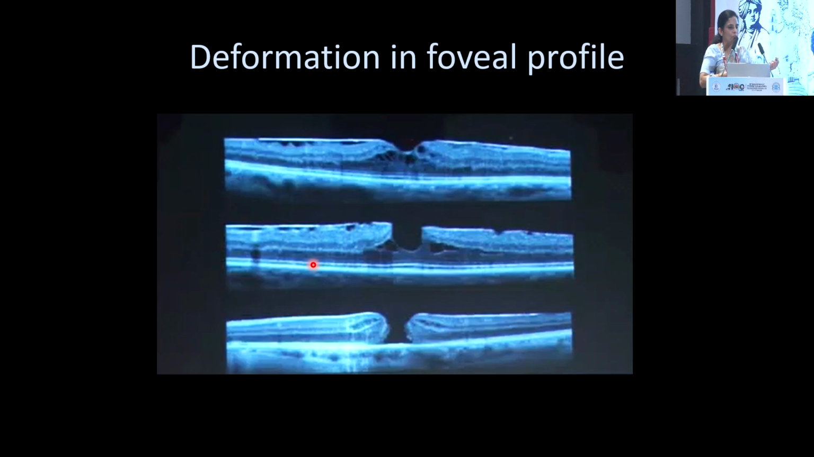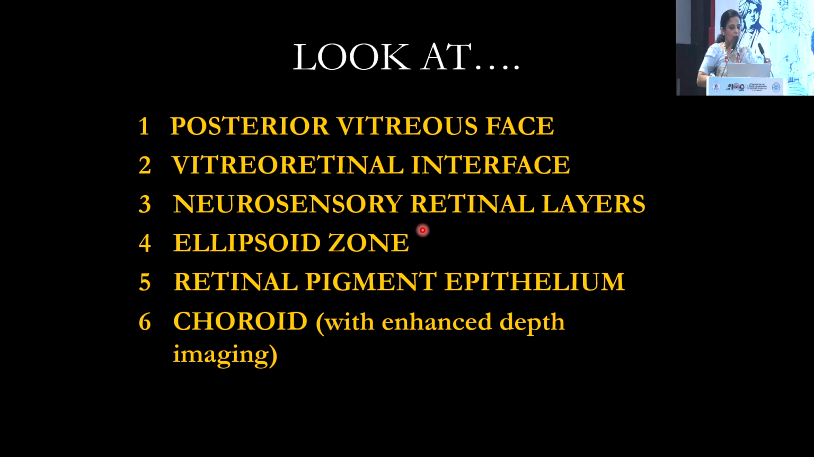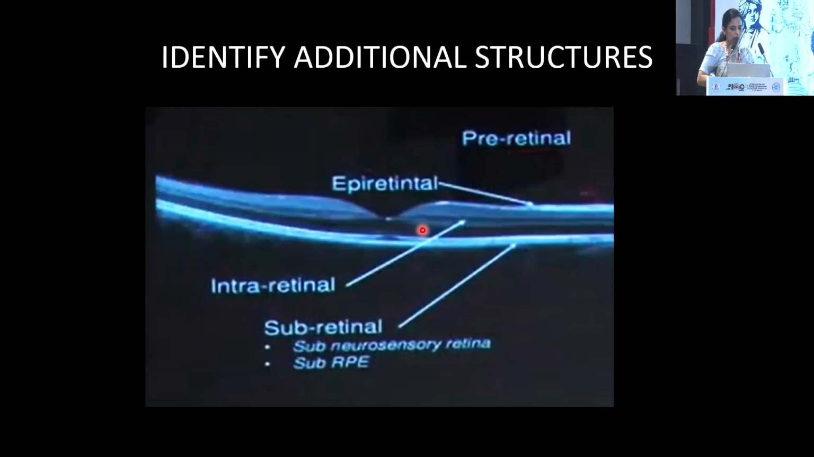So see the fovea and see whether it's deformed or not. There could be an epiretinal membrane, there could be a lamellar hole, there could be a full thickness hole. And when you see the OCT, make sure that the cut has gone through the fovea. Many times when technicians or optometrists do it, they do not take the cut through the fovea, and then you may not get the complete information. After that, look at all the different layers: the posterior vitreous phase, the vitreoretinal interface, the neurosensory layers, the ellipsoid zone, the RPE, and the choroid.